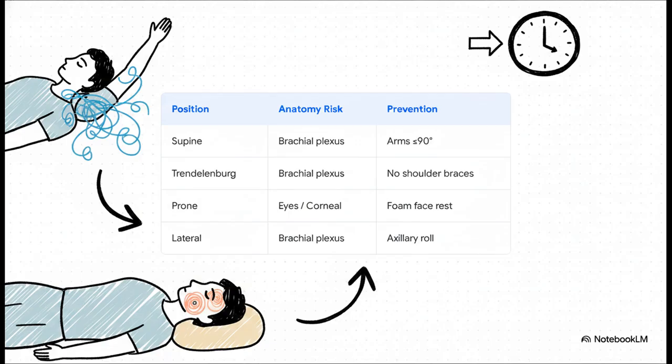In the supine position, for instance, if you abduct the arms past 90 degrees, you're directly threatening the brachial plexus. Or take the prone position. Direct pressure there is a massive threat to the eyes, running the risk of corneal abrasions or even retinal ischemia. You have to be able to anticipate these risks before the patient even rolls into the room.